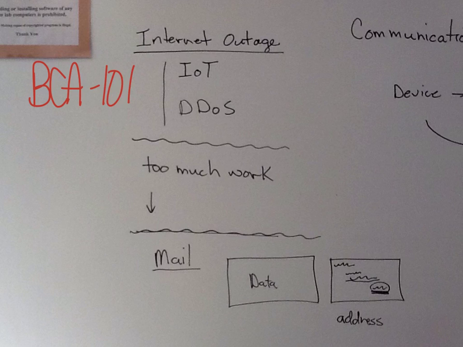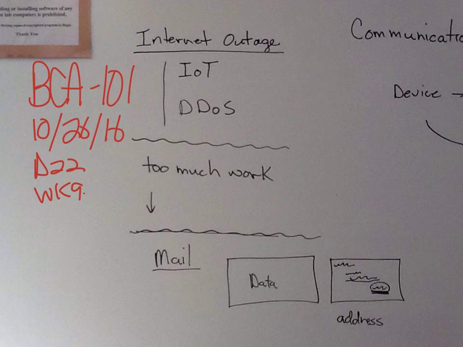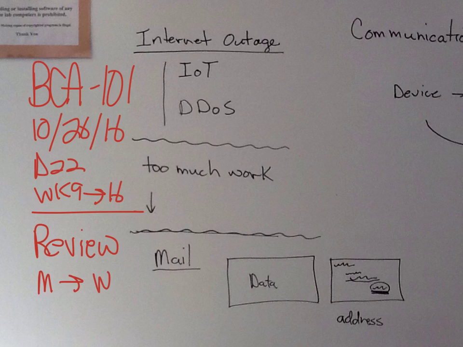Alright, BCA-101. This is for Wednesday, the 26th. I think day 22, we're in week 9, going to week 16. And the first thing we're going to do is a little review from Monday and lead into Wednesday's work.